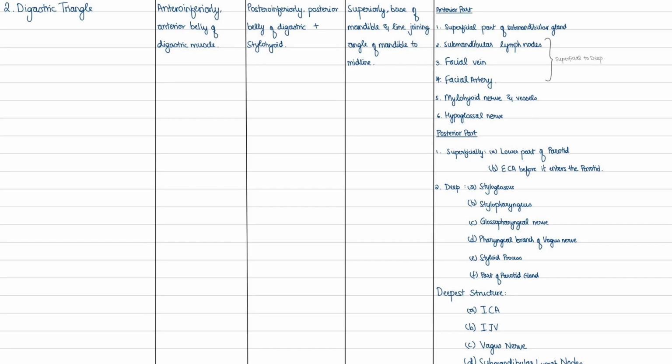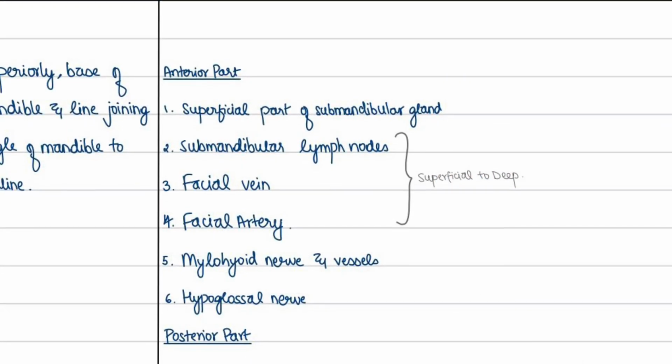Next, let's talk about the digastric triangle. It is bound anterior-inferiorly by the anterior belly of digastric muscle, posterior-inferiorly by the posterior belly of digastric muscle and the stylohyoid muscle. Superiorly, it is bound by the base of the mandible. Let's look at the contents a little more in detail. It's divided into the anterior part and posterior part.